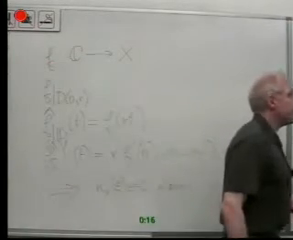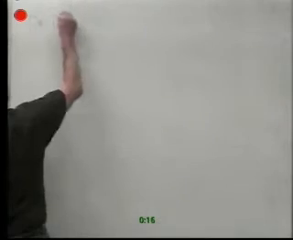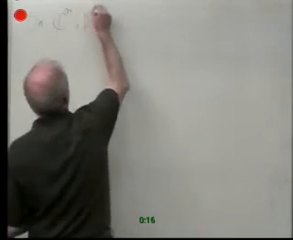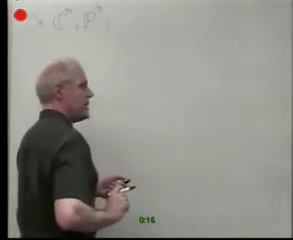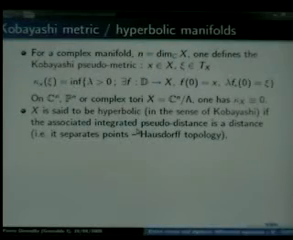Of course, if you are in Cn or Pn, you have such lines everywhere, and therefore the Kobayashi metric on Cn or Pn is identically zero. Or similarly on tori, you have a lot of entire curves, and the Kobayashi metric is identically zero.